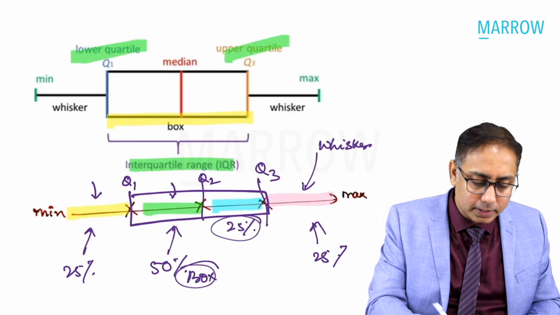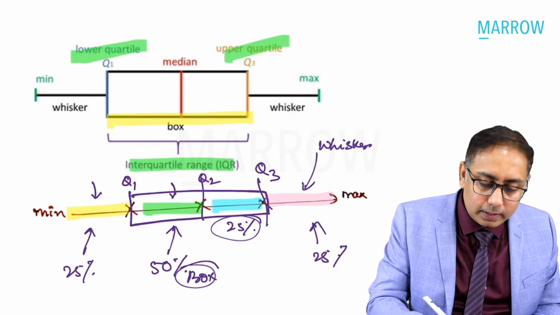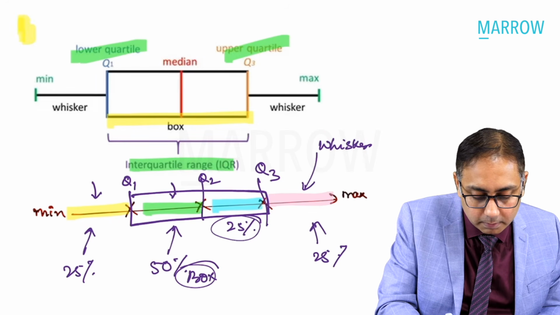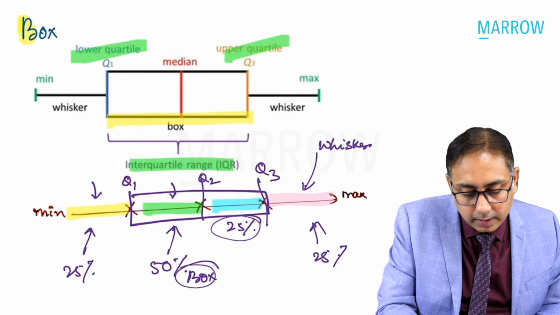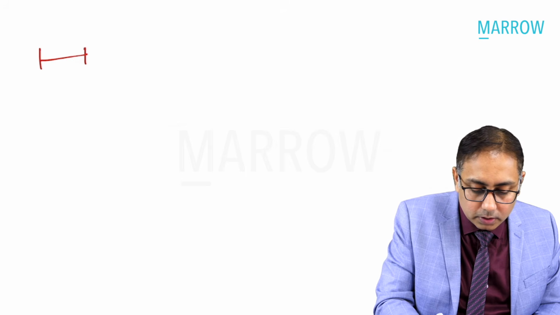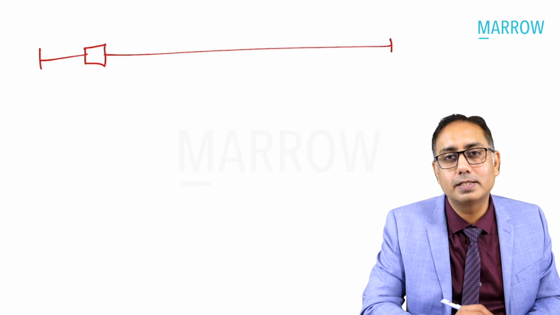If you understand this, can you tell me, if I give you a box and whisker? This is called a box and whisker plot. If I give you a box and whisker plot like this, let us say a box and whisker plot is like this. So what does this mean?